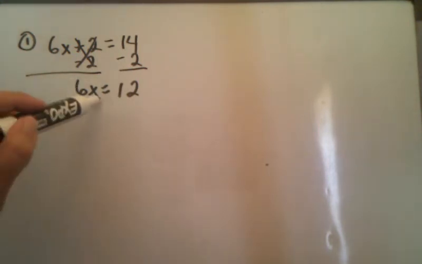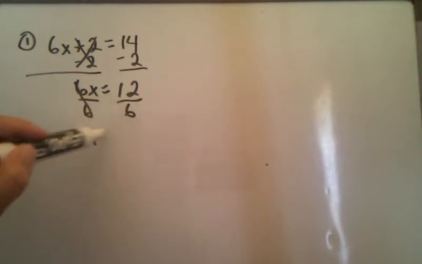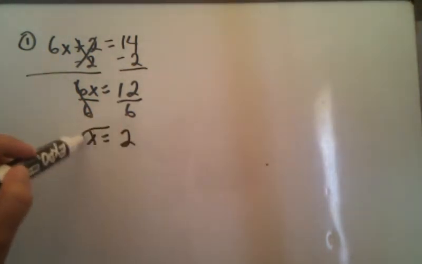This is multiplied. The opposite of multiply is divide, so you should have divided both sides by 6. X equals 12 divided by 6 is 2. Okay, so this should have been your answer.